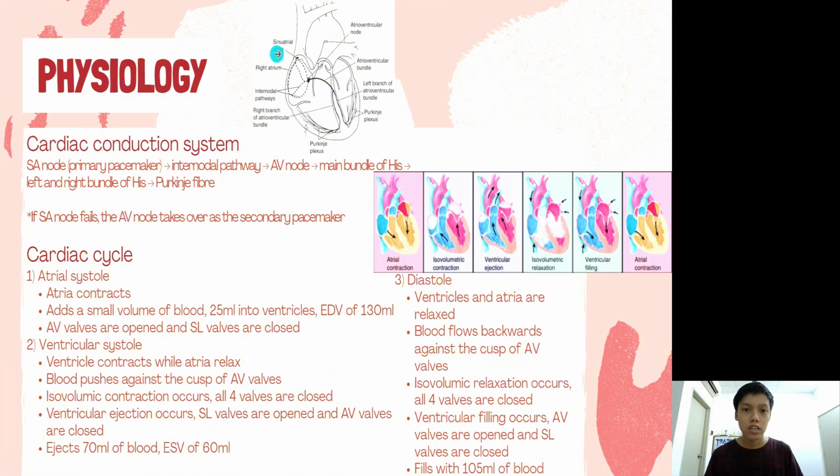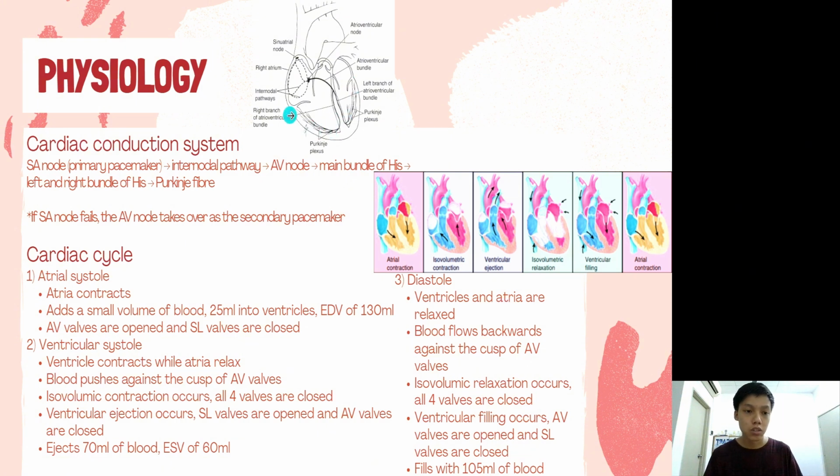by itself. So it starts from the SA node. The SA node is a primary pacemaker, and it will spread to the internodal pathway throughout the atrium, and then it will converge to the AV node, and at this point it will slow down, and after the AV node it will traverse to the main bundle of His, and then there's the left and right bundle of His, and then it will spread across throughout the whole ventricle through the Purkinje fiber.